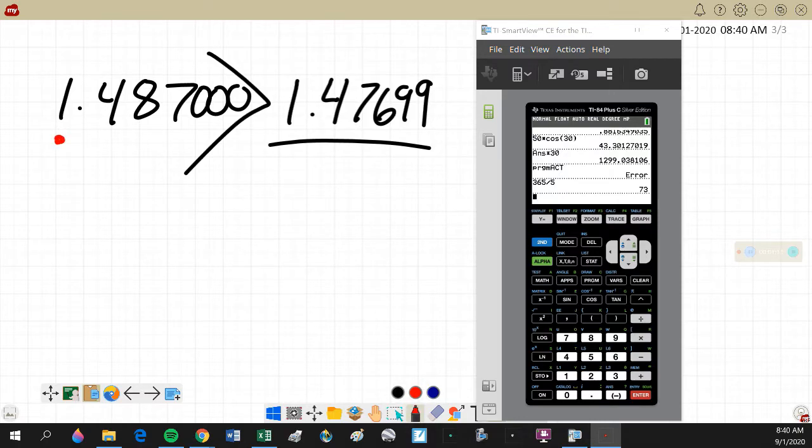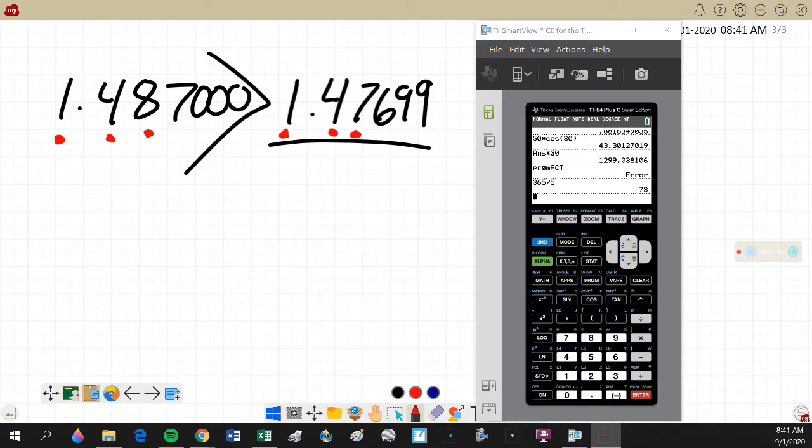So the 1 and the 1 are equal. So far those numbers are the same. We move to the tenths position. The 4 and the 4 are equal. So far they weigh the same. And now the 8 is bigger than the 7. So that one on the left is the larger of the two numbers. And then anything after that is irrelevant.